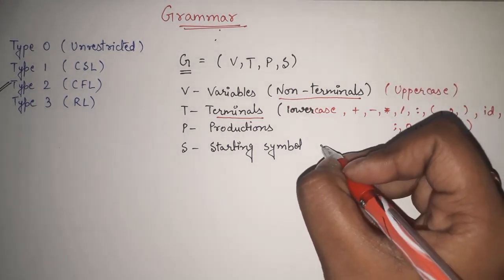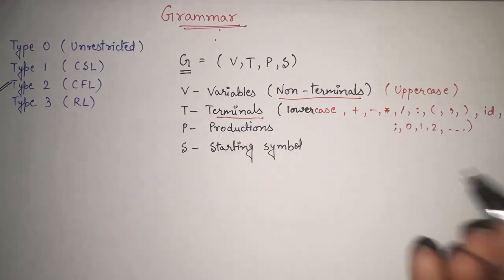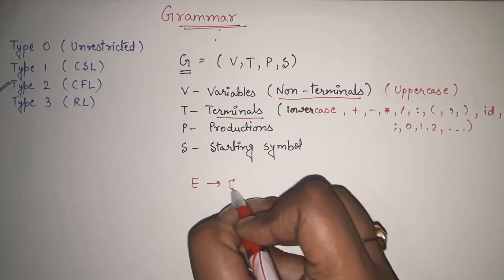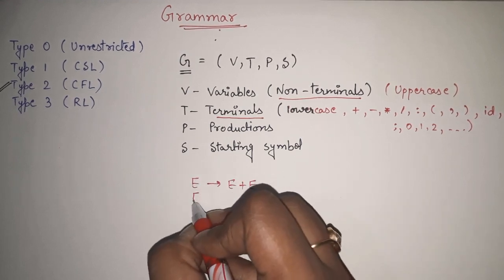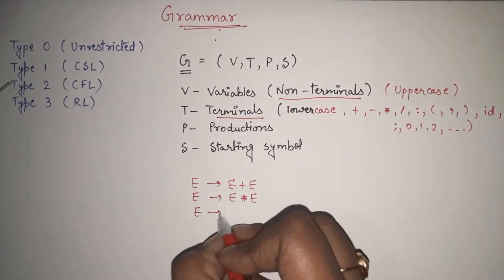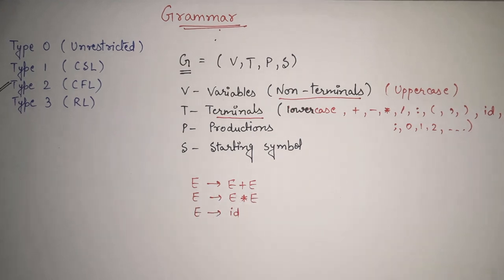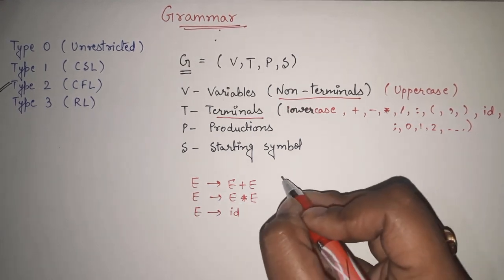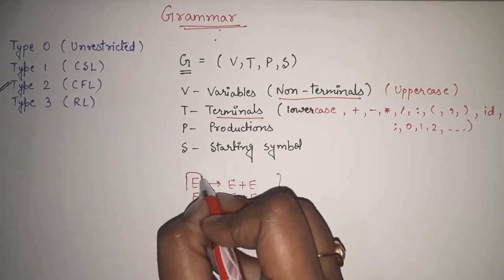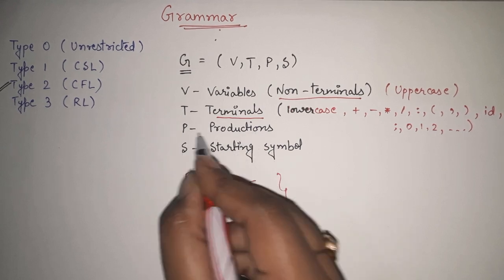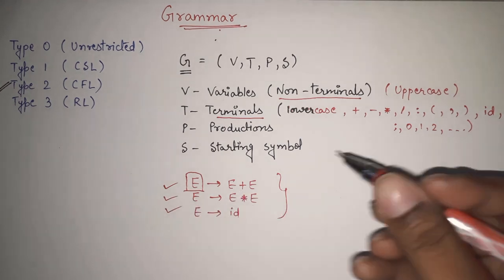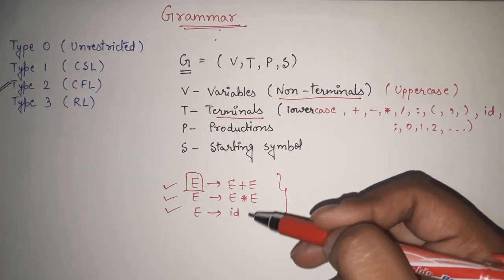Starting symbol means whatever symbol, like if I give you a quick example of a grammar: E gives E plus E. I am giving a rough idea, right? E gives E star E, and again E gives ID. Basically three productions of the same letter E. First of all, let's talk about what productions are. P stands for productions, so these are individually known as productions. You can say that these are the three productions of our grammar.